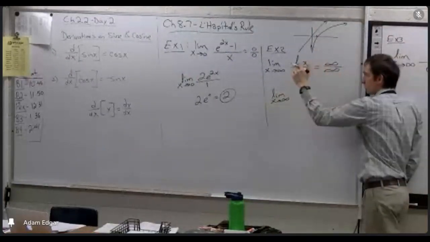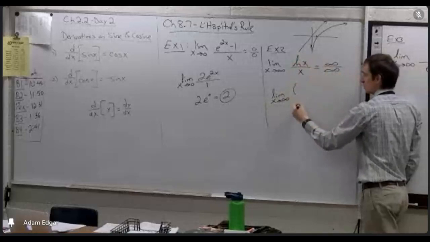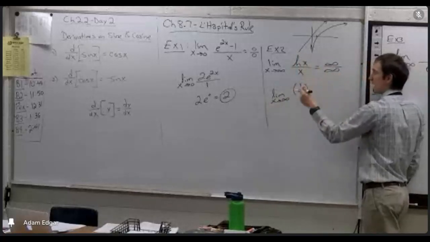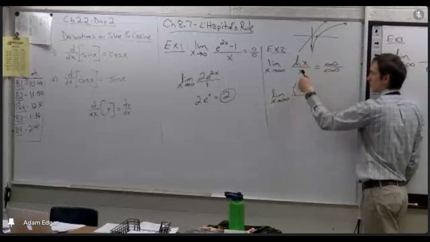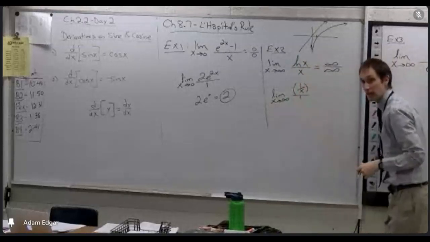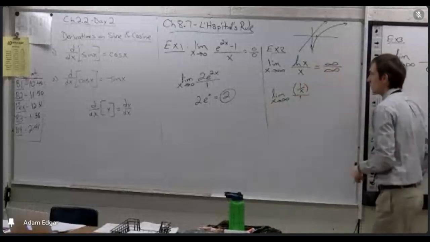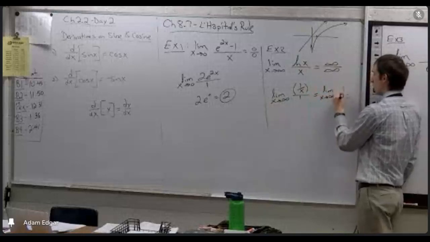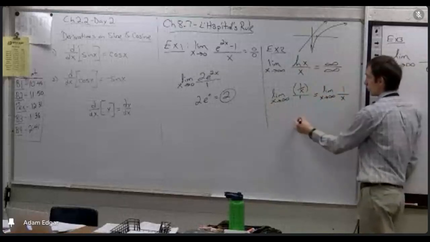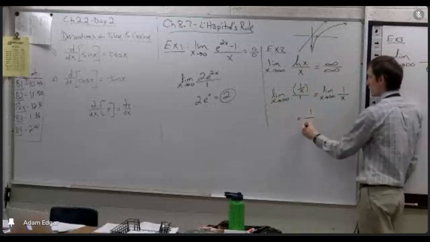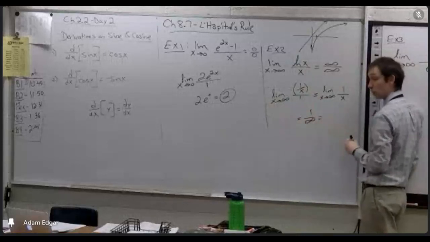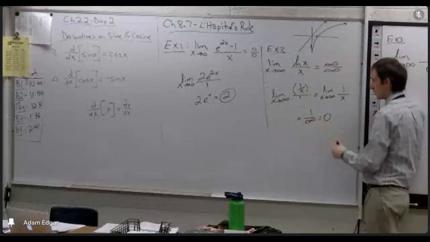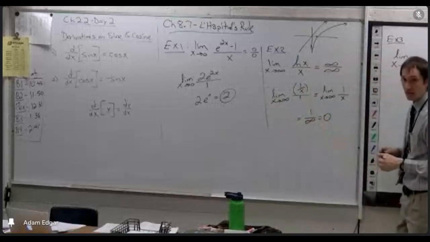What's the derivative of natural log of x? Differentiate the top, we get 1 over x. Differentiate the bottom, we get 1. So this is just the limit as x approaches infinity of 1 over x. Now if you take the limit, what's 1 divided by infinity? 0.